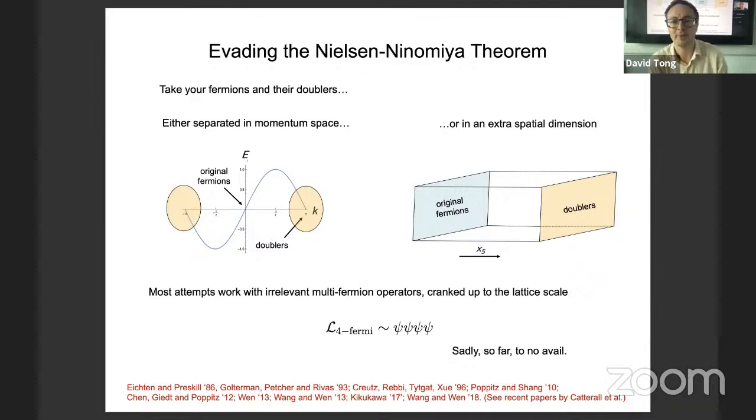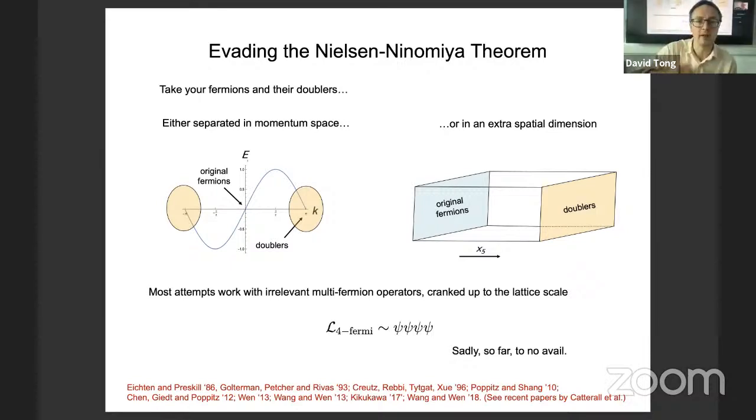Uwe Jens, yes, please. Wouldn't you think that indeed the anomalies of the original fermions must cancel in order for this to be possible? So absolutely. In fact, the next slide says this. But of course, Eichten and Preskill did exactly that. They put an anomaly-free theory here and tried to gap anomaly-free fermions. Even then, no one's managed to make it work. But that's exactly where we're going in the next slide.